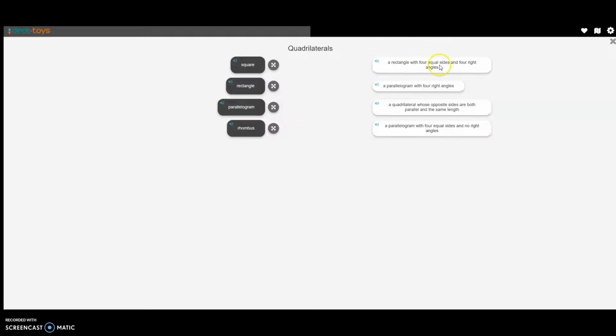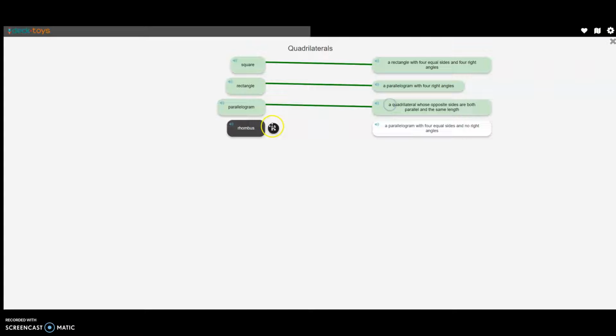A rectangle with 4 equal sides and 4 right angles is a square. A parallelogram with 4 right angles is a rectangle. A quadrilateral whose opposite sides are both parallel and the same length is a parallelogram, and then a rhombus is like that.